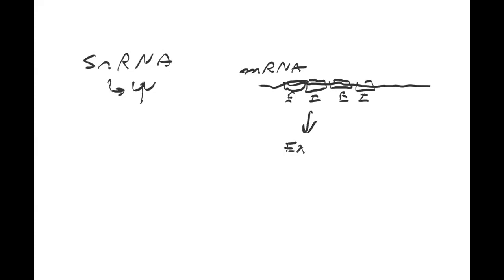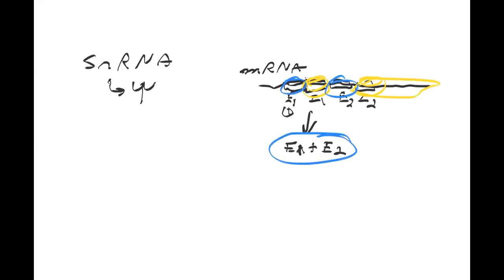we only have exons. So exon one, intron one, right? Exon two, intron two. We want exon one plus exon two. So that means that we're kind of splicing this off, so we only have this and this, okay? So the snRNAs help with this splicing.